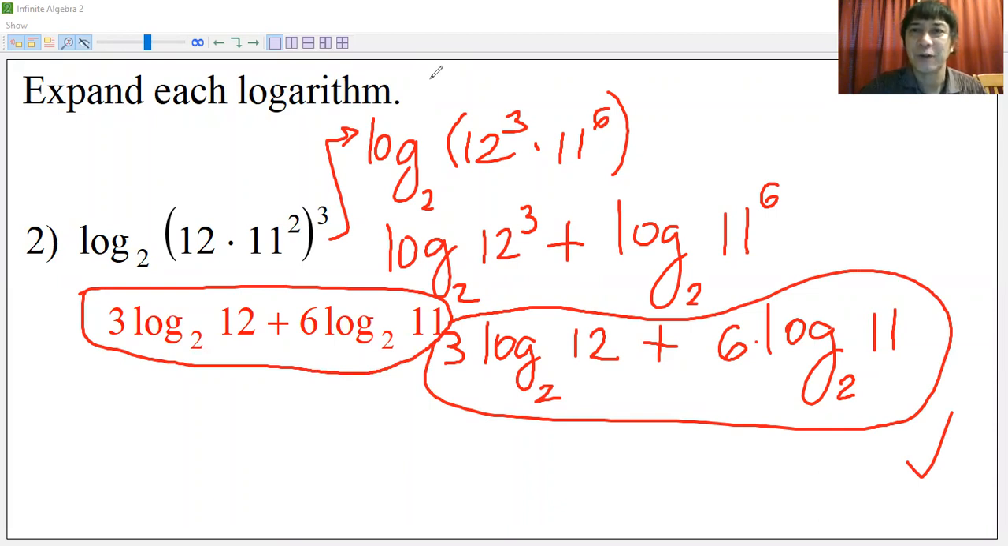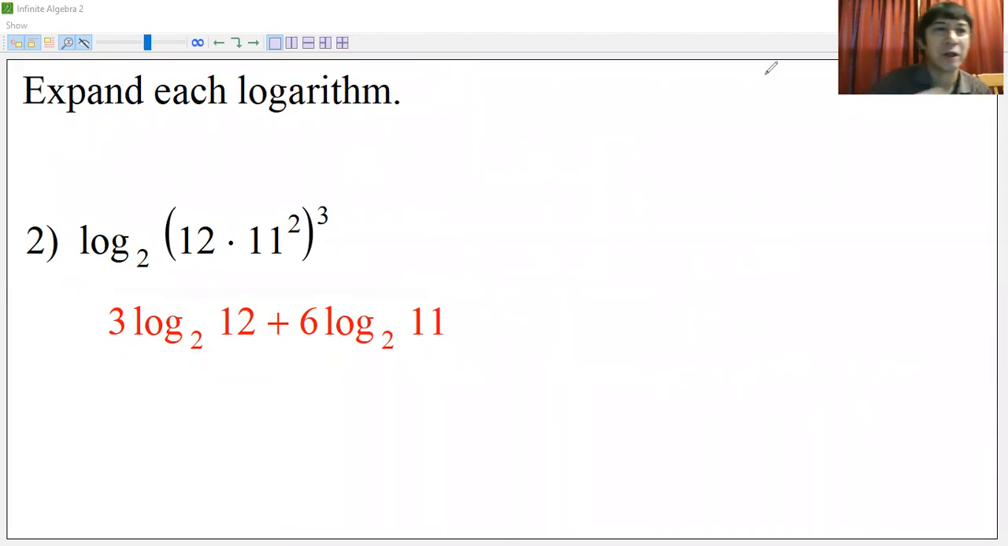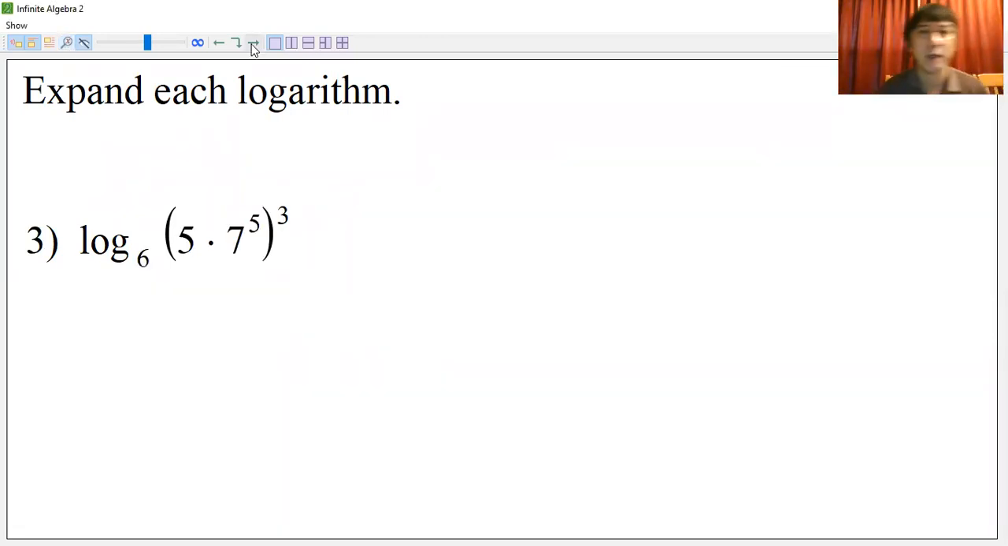Let's continue with the third. Let me remove my writings and let's remove the answer. Let's proceed to number 3. Here's number 3. Logarithm of the expression 5 times 7 to the 5, the entire quantity raised to 3. So what we need to do here is distribute the 3, just like in the previous problem.